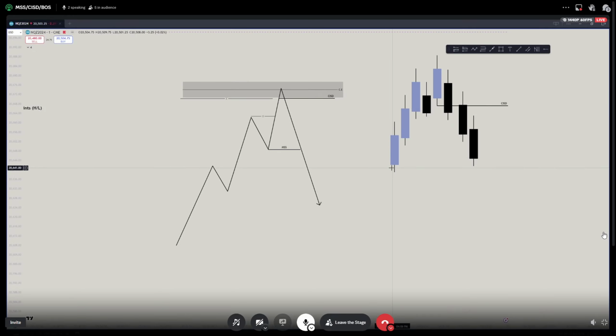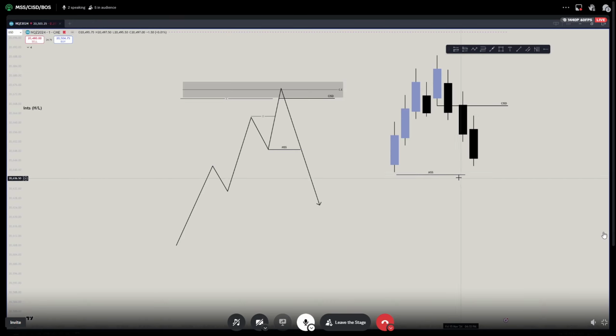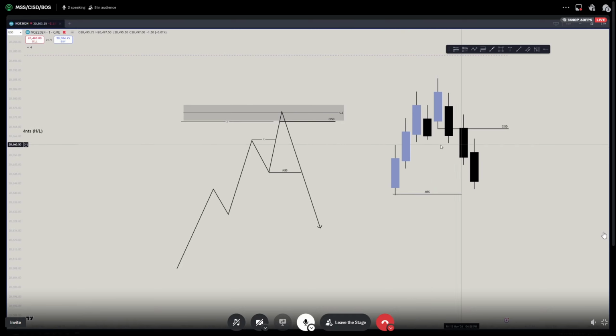And then we can assume our market structure shift point is down here. You can definitely get in on an earlier entry with that change in the state of delivery there, and it's going to be right before your market structure shift. And again, it's the earliest here.